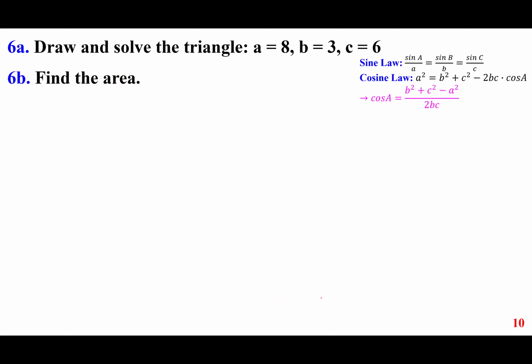Let's move on. Try and solve the triangle. A is 8, B is 3, and C is 6. And find the area. Now, we've already done that. We just want to find the area.